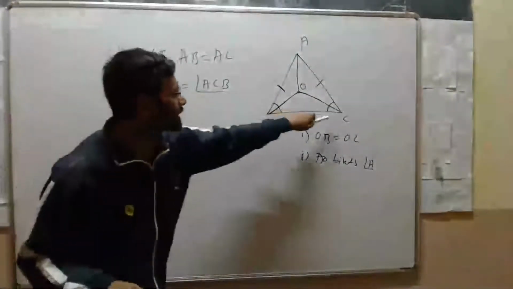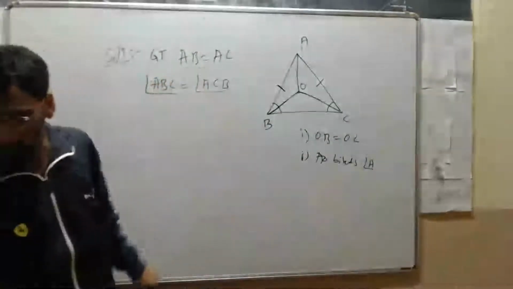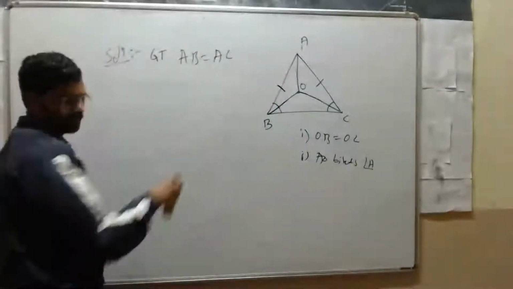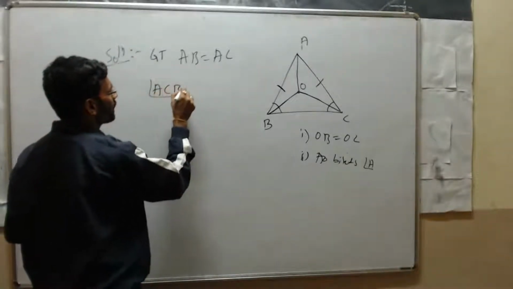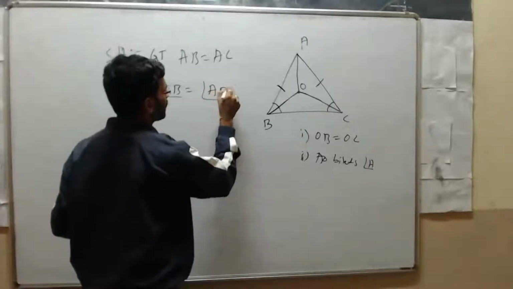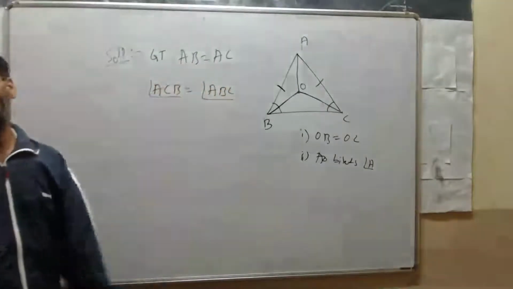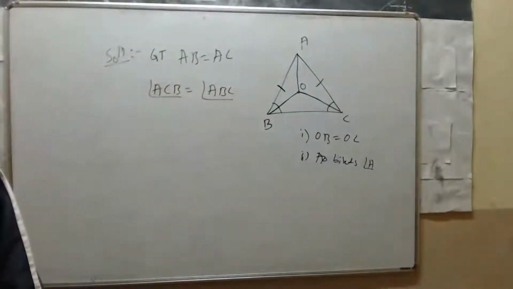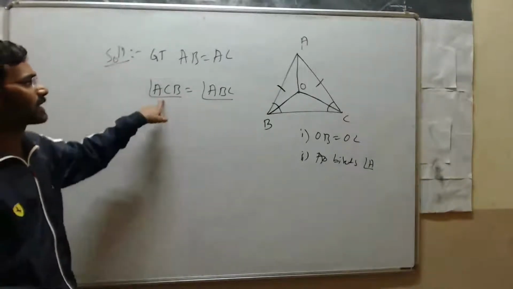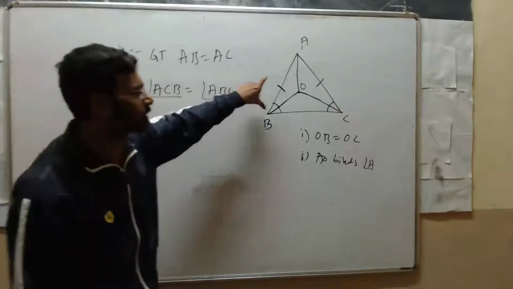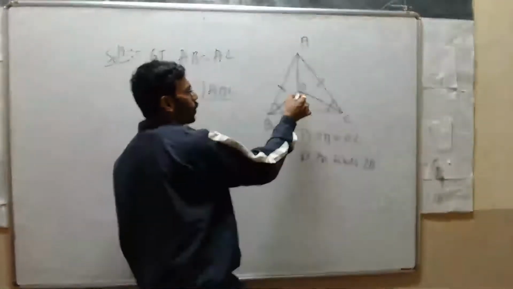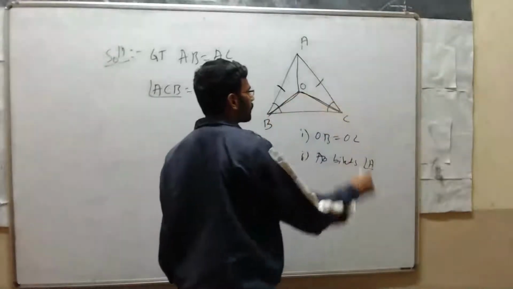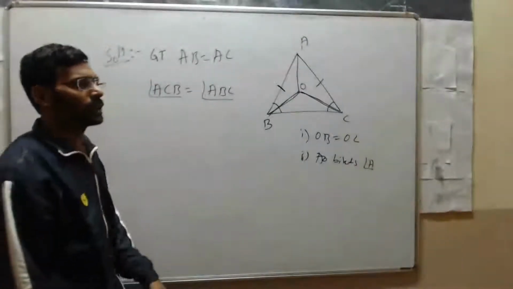AB equals AC. The angle opposite AB is angle ACB, which equals angle ABC. The angle opposite AB is angle C and the angle opposite AC is angle B. Therefore angle C equals angle B. Two sides are equal, their opposite angles are equal to each other. What we have to prove? OB equals OC.